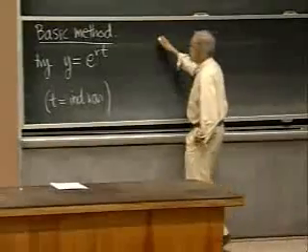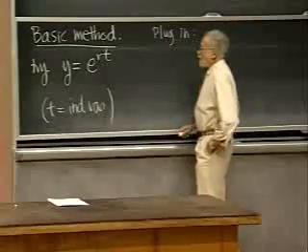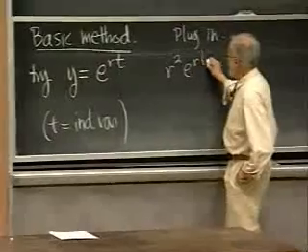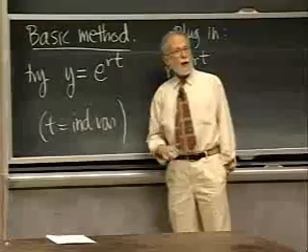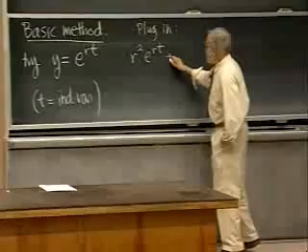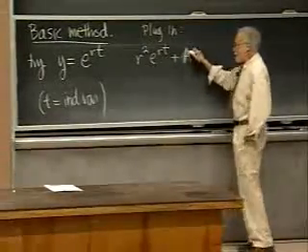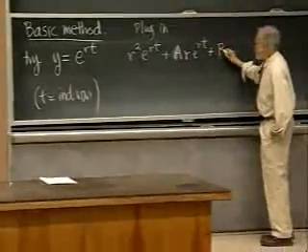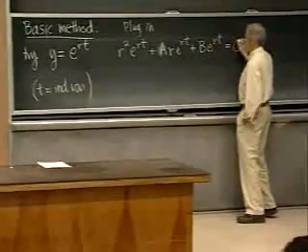Okay, well, I'll plug in then. I'll substitute, in other words. And what do we get? Well, for y double prime, I get r squared e to the rt. That's y double prime, because each time you differentiate it, you put an extra power of r out in front, but otherwise do nothing. The next term will be, sorry, I forgot the constant, capital A times r e to the rt. And then there's the last term, b times y itself, which is b e to the rt. And that's supposed to be equal to 0.